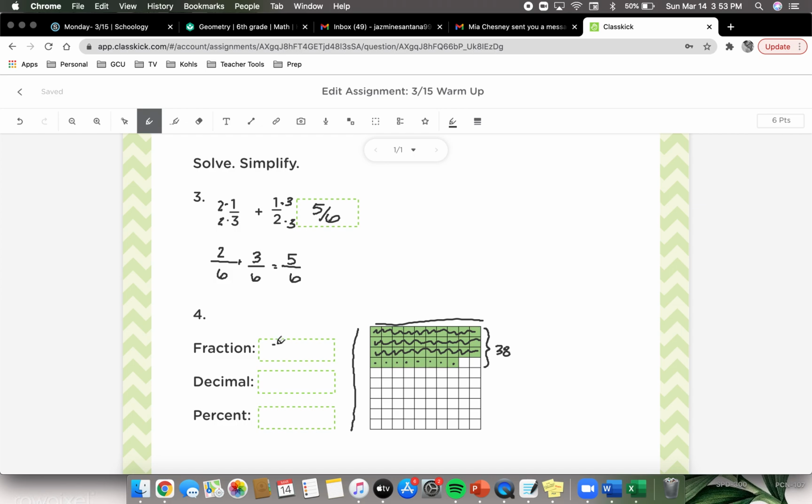So we can write it as a fraction, 38 over 100, or as a decimal, 0.38. And as a percent, it would be 38%.